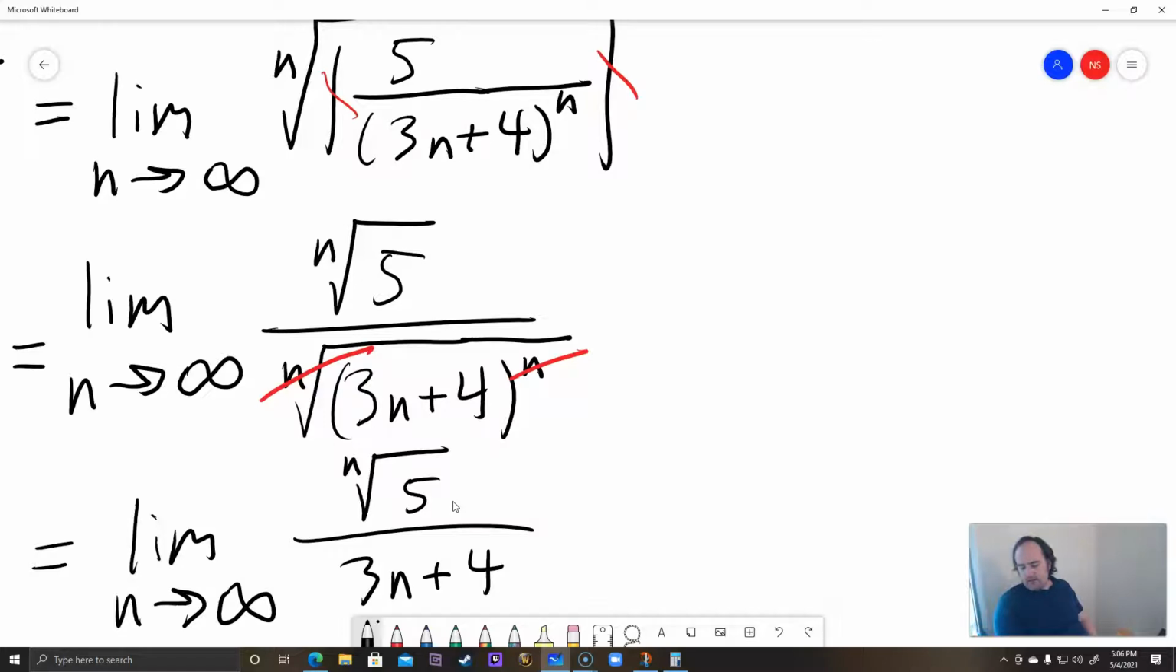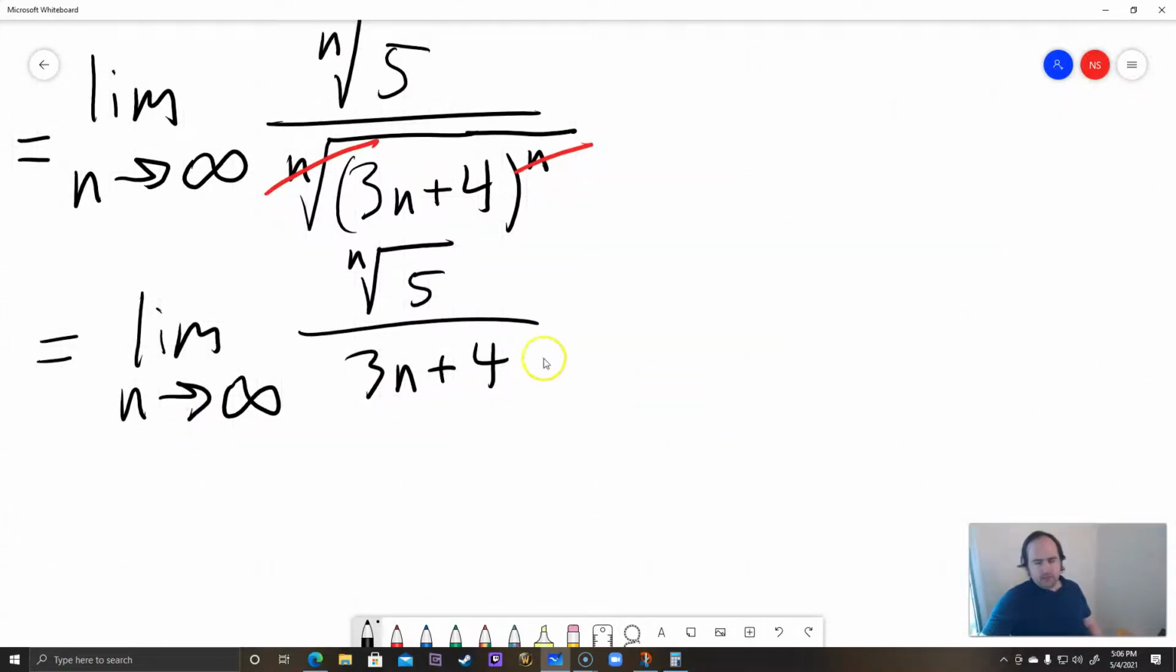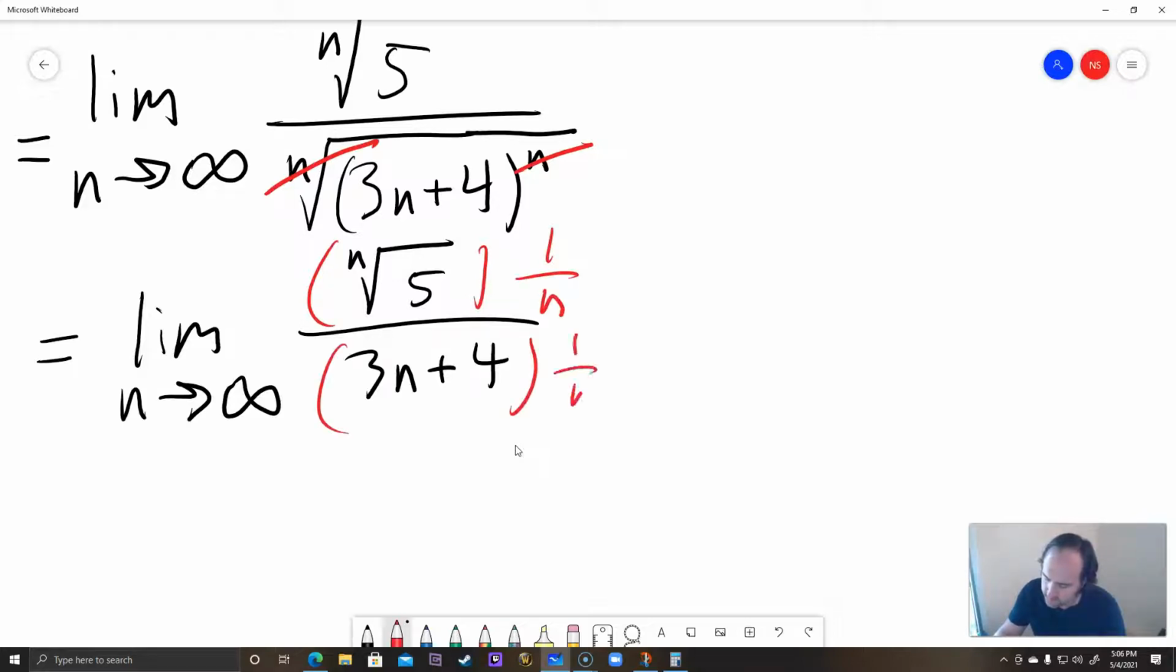Okay, and as usual, in this kind of situation, you want to divide the top and the bottom by the highest power in the denominator. So if we divide the top and the bottom by n, in other words, if we multiply the top and the bottom by 1 over n, that will get us where we need to go, just like we always do when we have a rational expression.